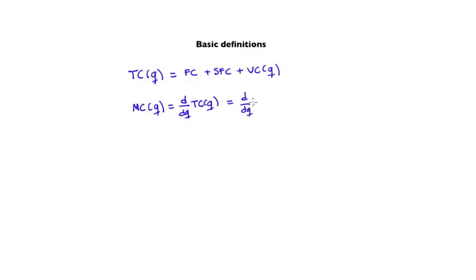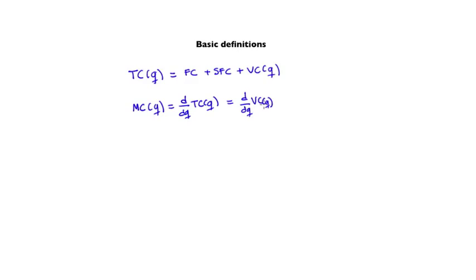Now, given these definitions, we can write the following expressions and define the following concepts that are going to become very useful. We say that total cost as a function of the amount Q produced is equal to fixed cost plus semi-fixed cost plus the variable cost as a function of Q. Now, the marginal cost as a function of Q is basically the derivative with respect to Q of the total cost, and this is just the derivative with respect to Q of the variable cost at Q.